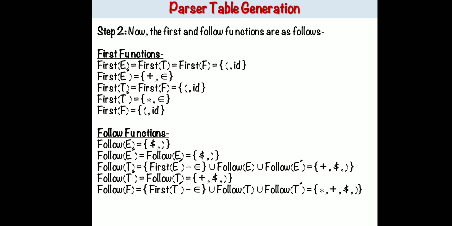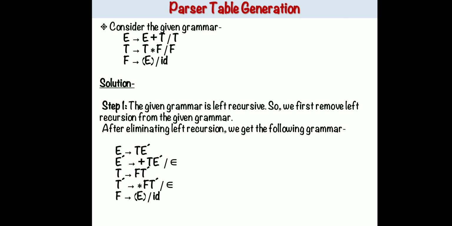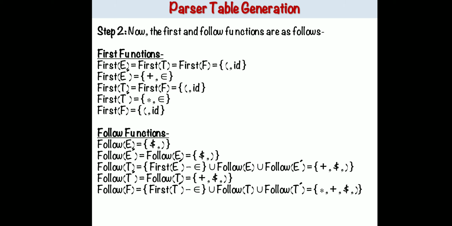Similarly, the other: we will do follow of E dash equal to follow of E, because in the production E arrow T E dash, after E dash there is nothing. So after beta there is nothing. So everything in follow of E will be placed in follow of E dash. You will understand if you follow the rule generally. So this is how we will calculate first and follow.